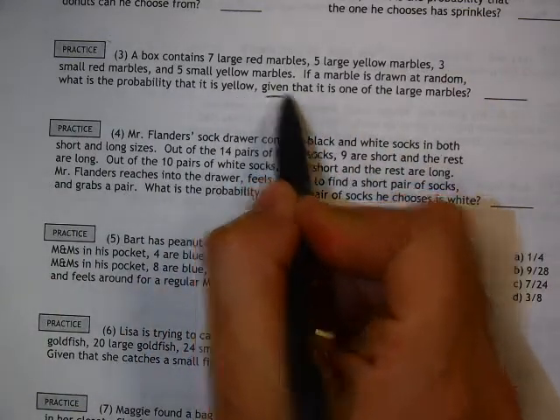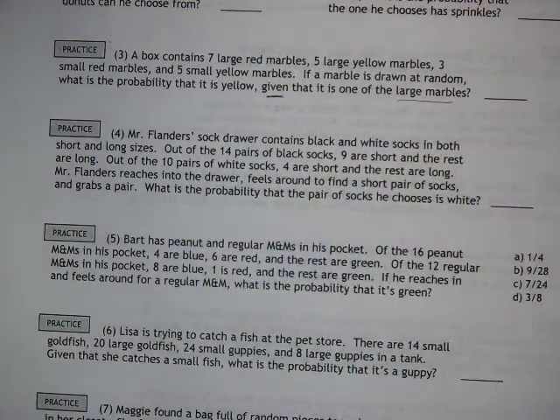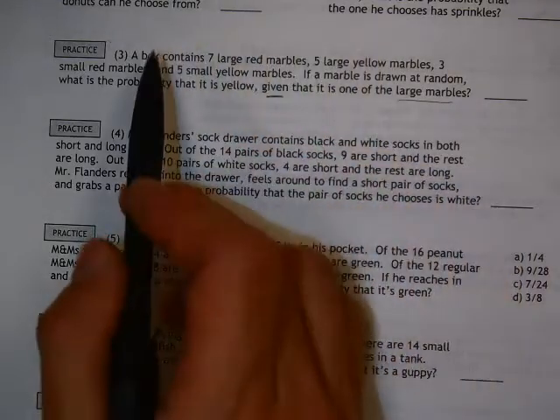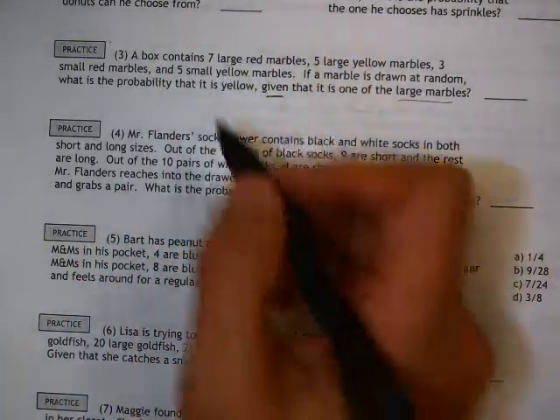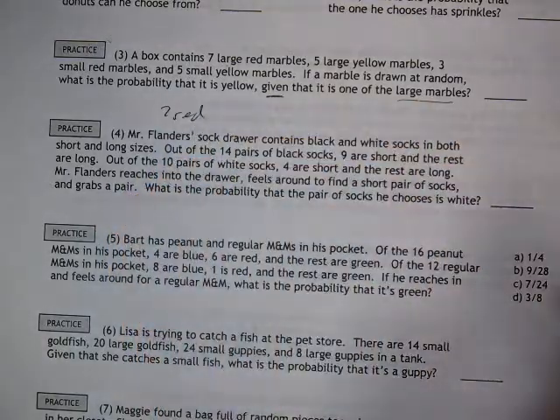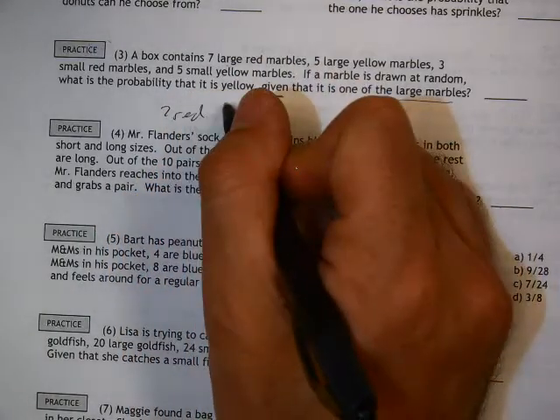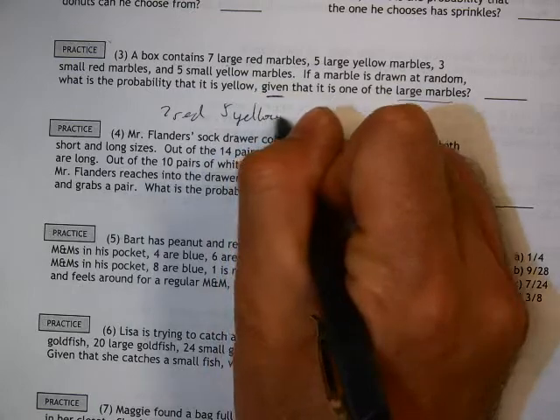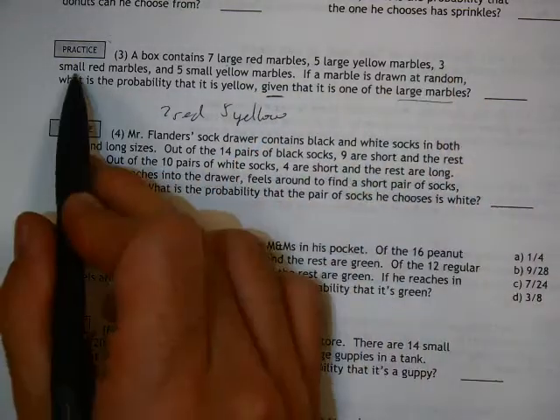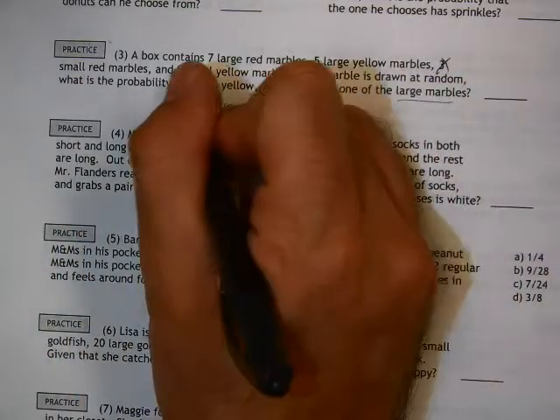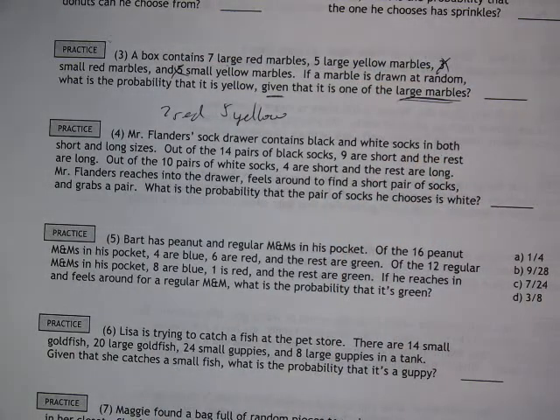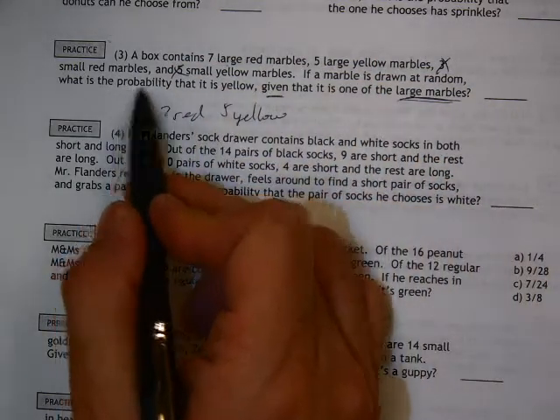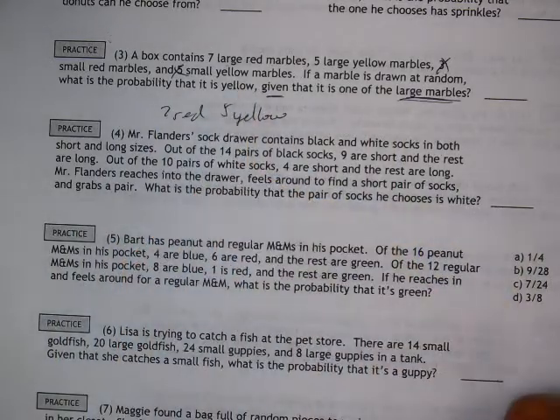At the end, when they say given that it's one of the large marbles, that means we only really have to look for the large marbles. So if we go back to the beginning, there's large. We've got 7 red that are large, 5 large yellow. The rest of them, 3 small and 5 small, we don't even need, because we already know, based on this last part, that we're only dealing with those large marbles. Now, the probability they're asking about is the chances of getting the yellow.